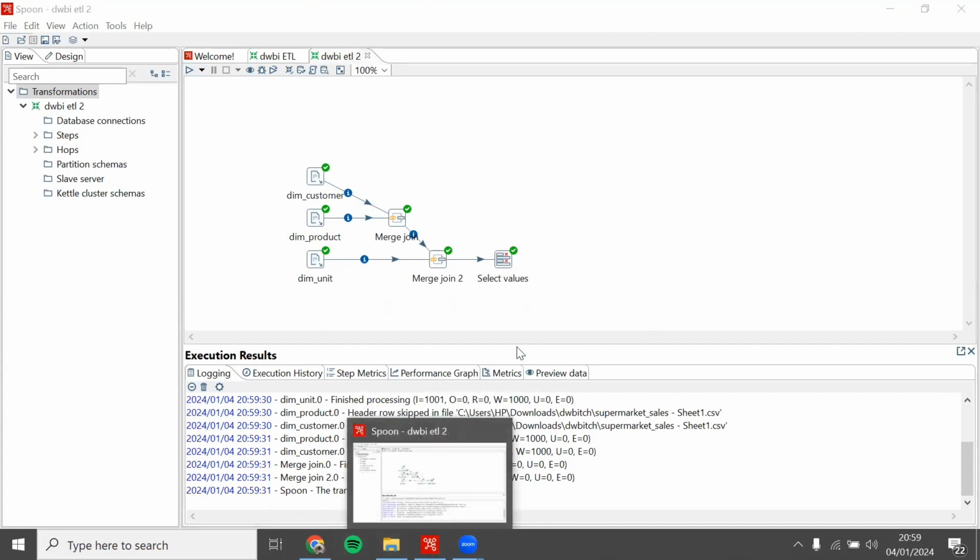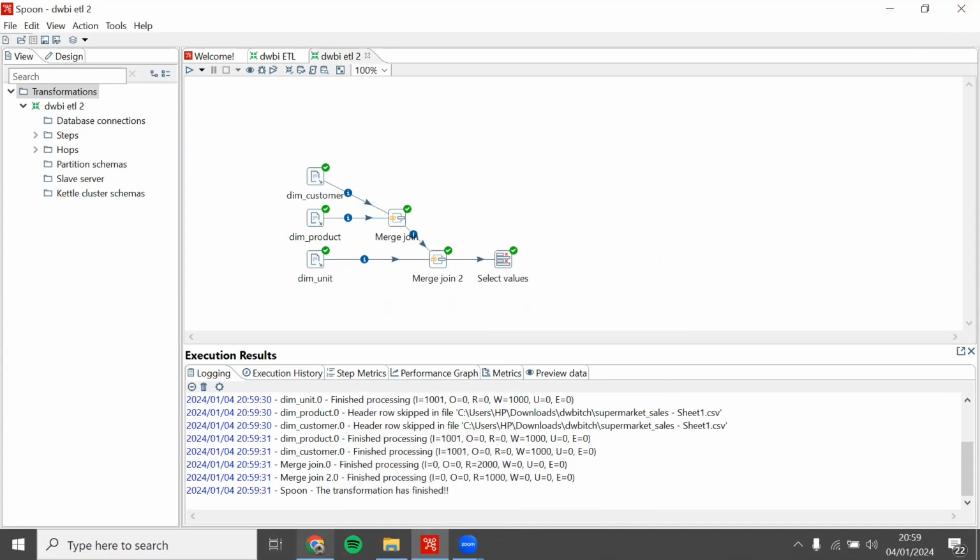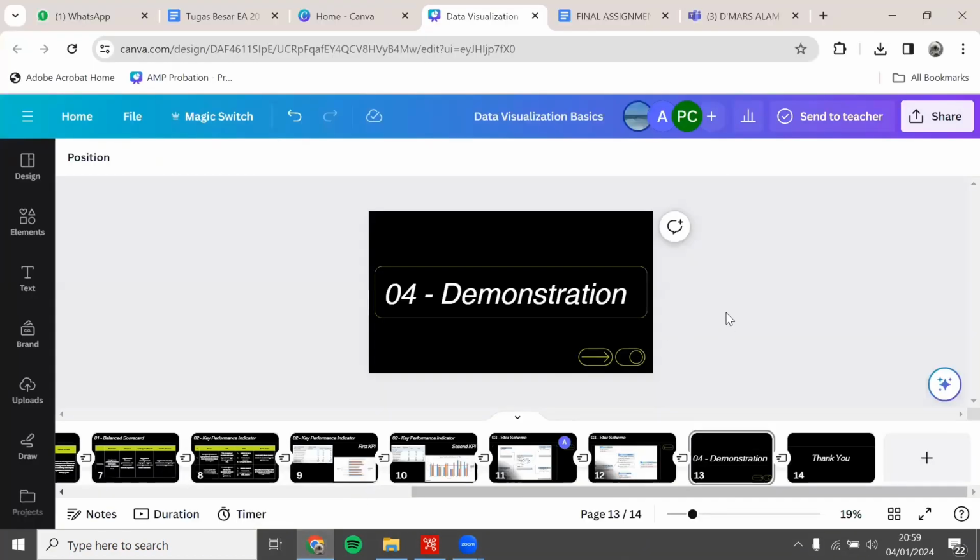And we move on to the next agenda, which is to demonstrate the data warehouse, data mining, and the dashboard. Thank you.